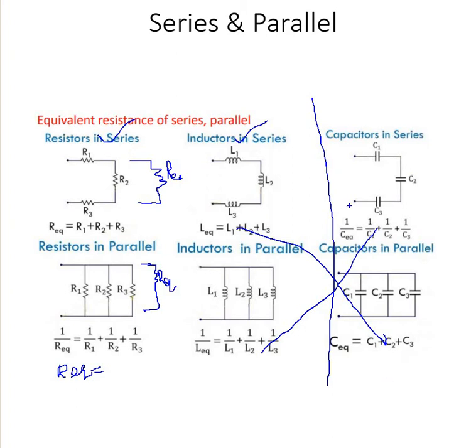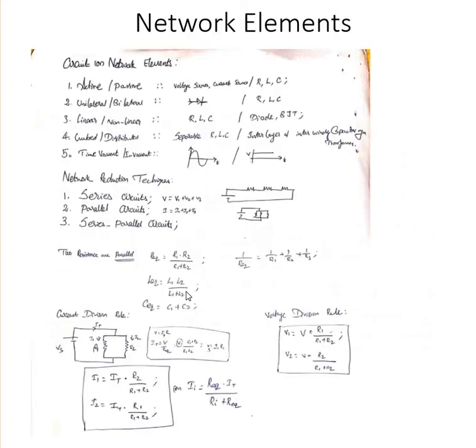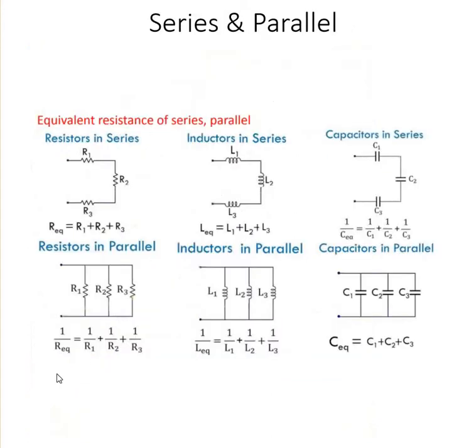If it is series connected, 1 by C equivalent is equal to 1 by C1, 1 by C2, 1 by C3. So this is the basic formula used to reduce the network. A large network is reduced into a single network. If it is two resistances in parallel, you use this. Suppose only two resistances are parallel, what will you do? Remove the third one, so no third resistance is there.